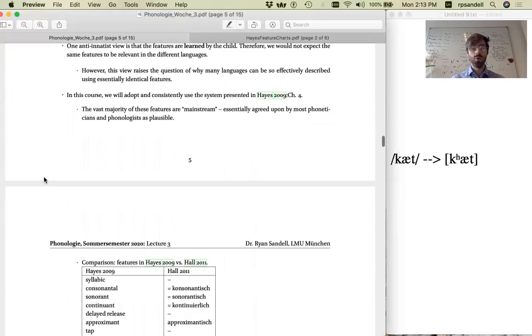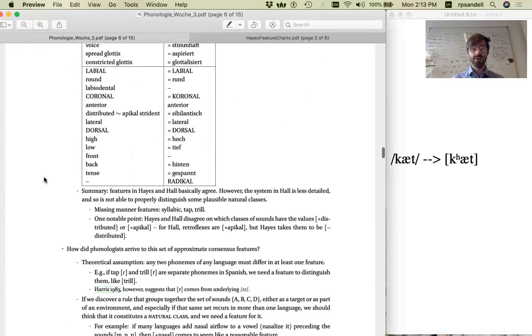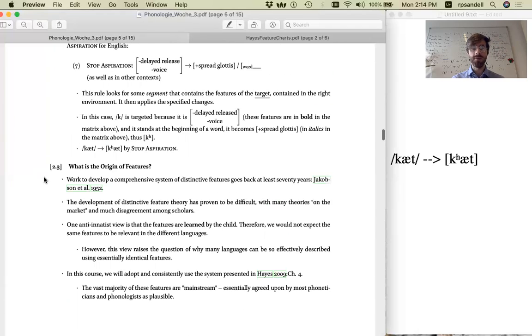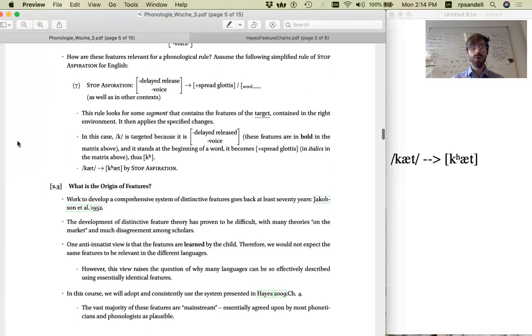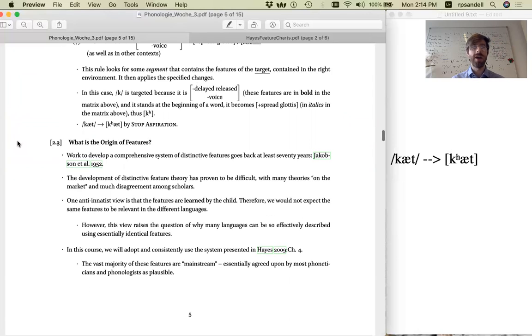Okay, before we begin to start working systematically through the Bayesian feature system, I'd like to make a brief detour into the origin of phonological features, where these terms come from. So this is a bit of historical background.